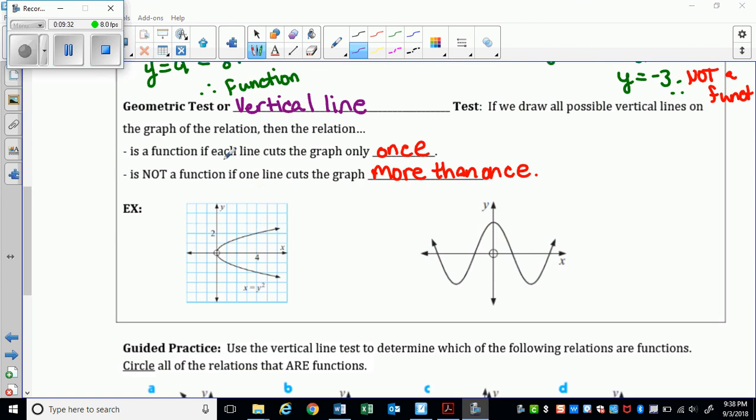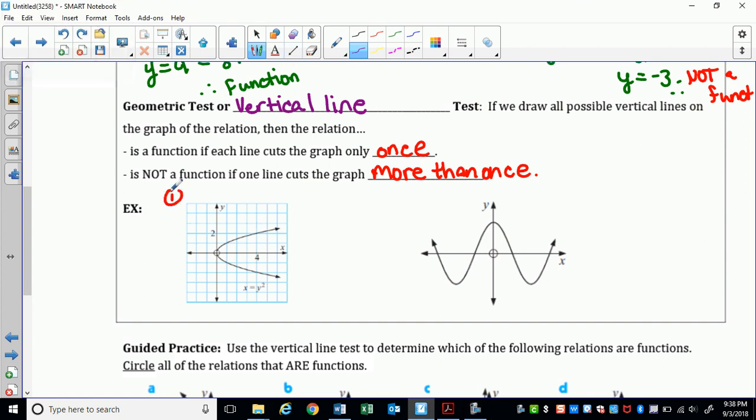Alrighty. It is a function if it cuts the line only once. However, it is not a function if one line cuts the graph more than once. Okay? So let's draw a line in example 1 and then example 2, and see if it passes the vertical line test. I'm just going to draw a line right here, and do you guys see that it does in fact only touch the graph once, right here at the vertex? But it says that we can do it as many times as we want.